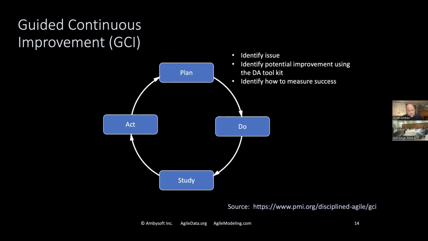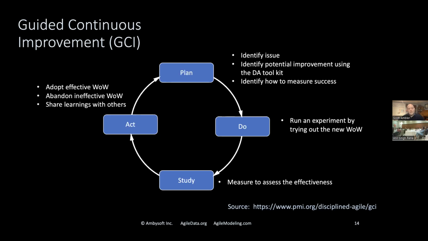So anyways, we choose the technique that we believe will most likely work for our situation. Then we run an experiment. We try it out, we give it a fair shake. Then we measure how well it worked. If it worked, we adopt it. If it didn't work, we abandon it. And hopefully we share our learnings with others, because if we discover a better way of funding asset usage, we should probably share it with other teams as well.